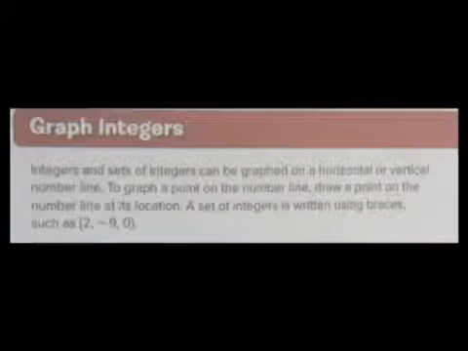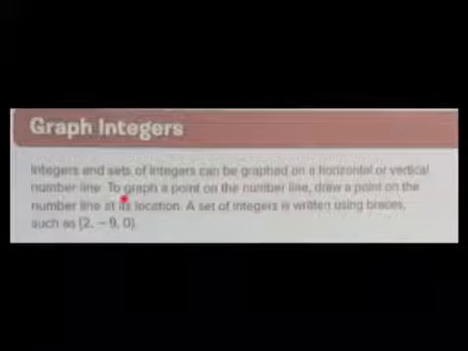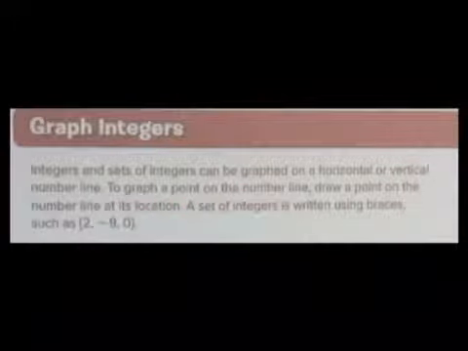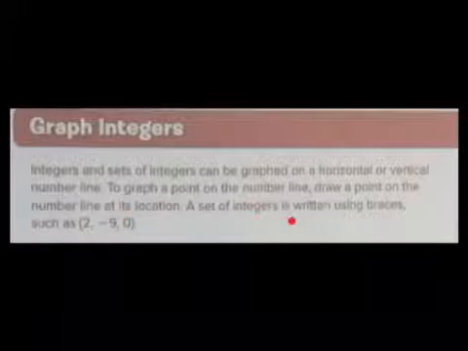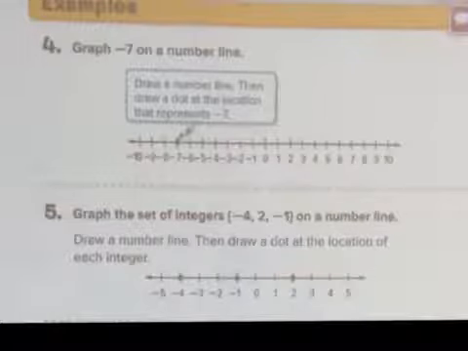All these integers can be graphed. Integers and sets of integers can be graphed on a horizontal and vertical number line. To graph a point on the number line, draw a point on the number line at its location. A set of integers is written using braces, such as {2, -9, 0}. And this is what we mean by a number line. Okay, this is our number line.